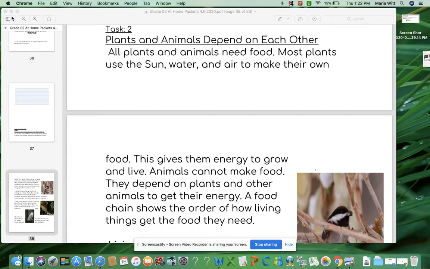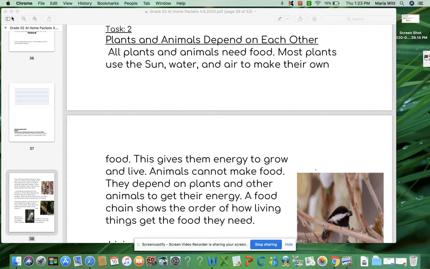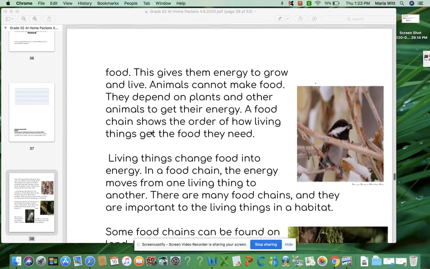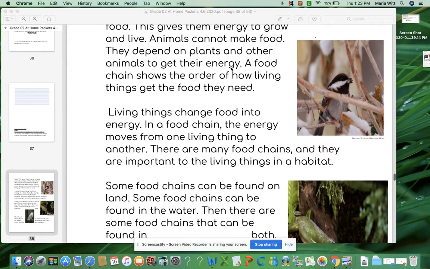All plants and animals need food. Most plants use the sun, water, and air to make their own food. This gives them energy to grow and live. Animals cannot make food. They depend on plants and other animals to get their energy.